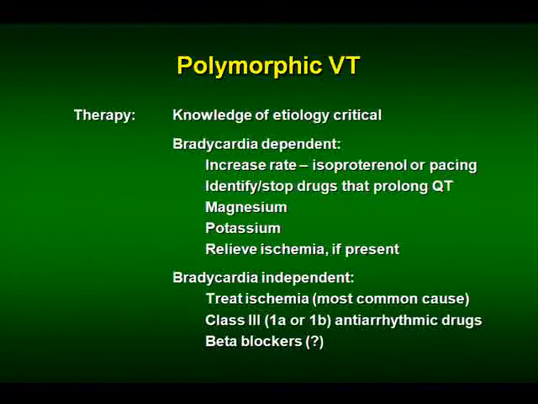What's the etiology? Is it associated with bradycardia? Because I can treat bradycardia. I can increase the rate by isoproterenol or pacing. I can look for drugs that prolong the QT interval. Magnesium is a specific suppressant of early afterdepolarization, so I can give magnesium even if the serum magnesium is normal. Low potassium facilitates it, so I can give potassium, and if there's ischemia, I want to treat it. If it's bradycardia independent, it's likely due to ischemia, but we do use other antiarrhythmic drugs, class 3 drugs most commonly. Certainly beta blockers also have to be considered.